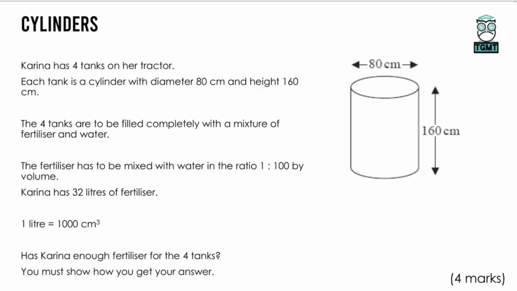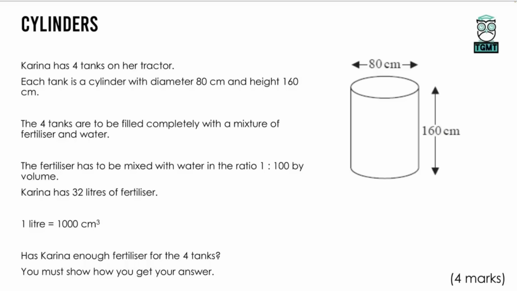The fertiliser has to be mixed with water in the ratio 1 to 100 by volume. Karina has 32 litres of fertiliser. And it tells us here that 1 litre is equal to 1,000 centimetre cubed. Has Karina enough fertiliser for the 4 tanks? You must show how you get your answer.